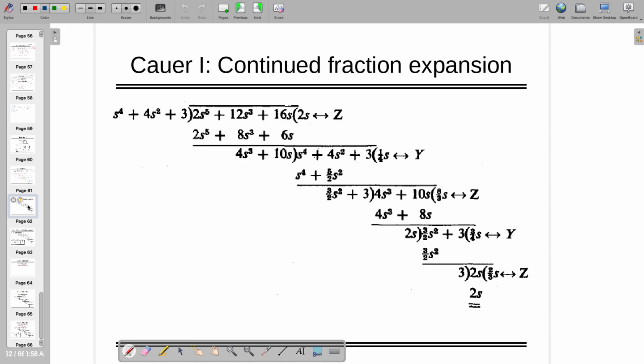Is there anybody who has a problem solving this? Okay. So how to realize the Cauer 1 circuit using this continued fraction expansion, we'll do it on Thursday.